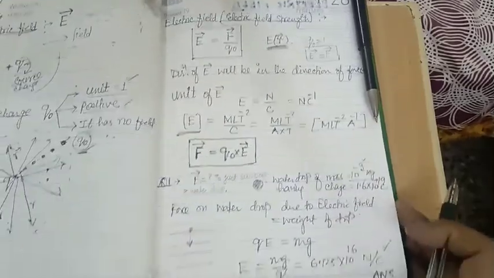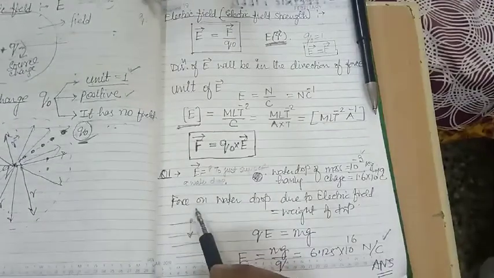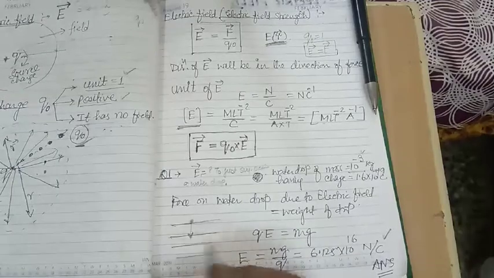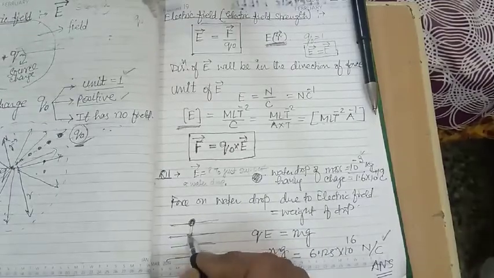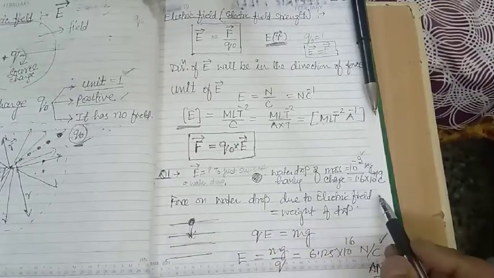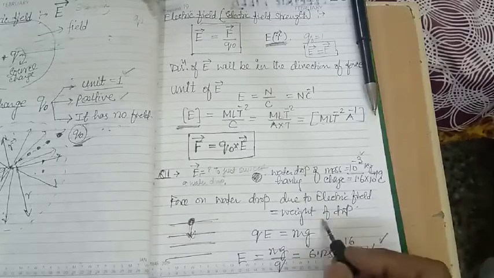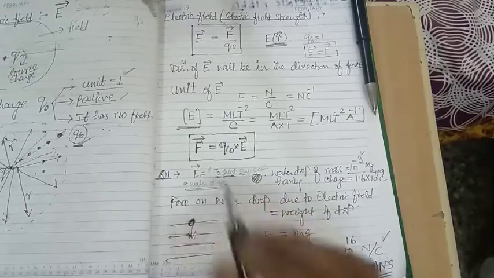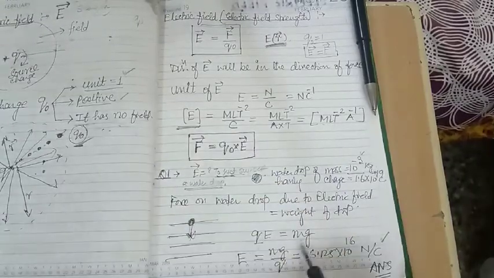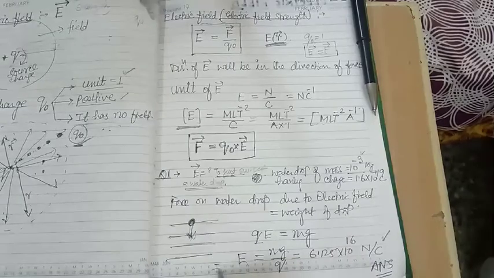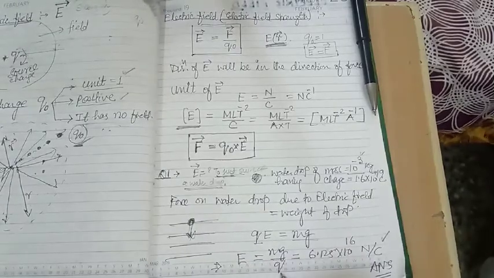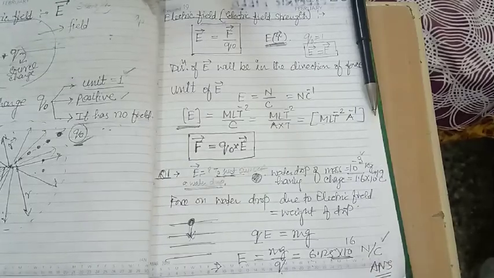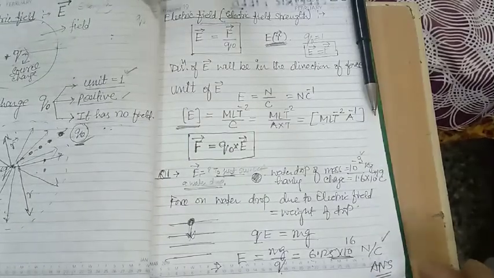To know this, we can see the force on a water drop due to an electric field. For example, this is an electric field, there is a water drop, then the force on the water drop due to the electric field will be equal to the weight of the drop, because it just supports the water drop. So QE is equal to mg. From this we can find E is equal to mg by Q, and solving it we get 6.125 into 10 to the power minus 19 Newton per Coulomb.